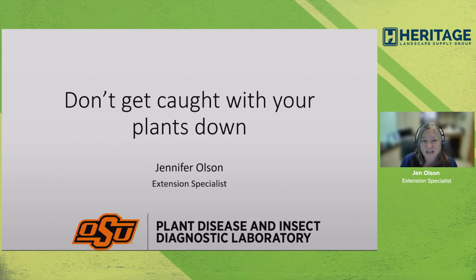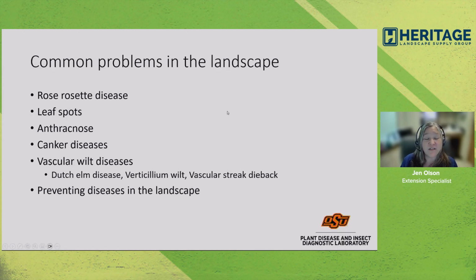But specifically today, I am going to talk to you about some common problems in the landscape. So we're going to spend a bit of time on rose rosette disease. This disease has really been making its way across the country. So I want you to be aware of it, how to spot it, and some of the different management strategies for that problem. Then we'll look at leaf spots, anthracnose, some canker diseases, vascular wilts, and then we'll finish up by just talking about how to prevent diseases in the landscape.